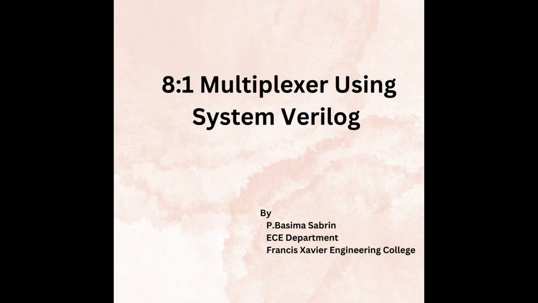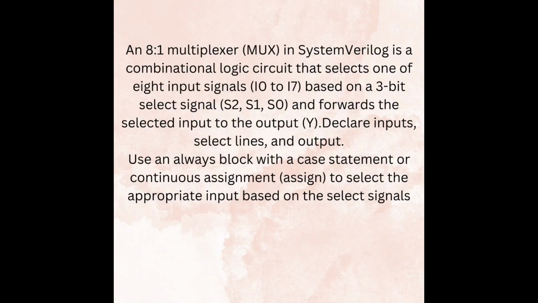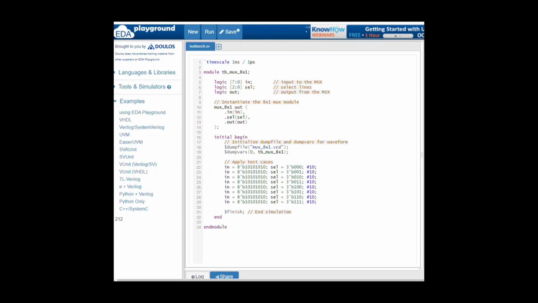In this video, we are going to design an 8:1 multiplexer using SystemVerilog. An 8:1 multiplexer is a digital circuit that selects one out of 8 input signals and sends it to a single output based on a 3-bit control signal. There are 8 inputs, let's call them I0, I1, I2 to I7, and 3 control bits S2, S1, S0. Only one output Y. Now we are going to use EDA Playground for this simulation.